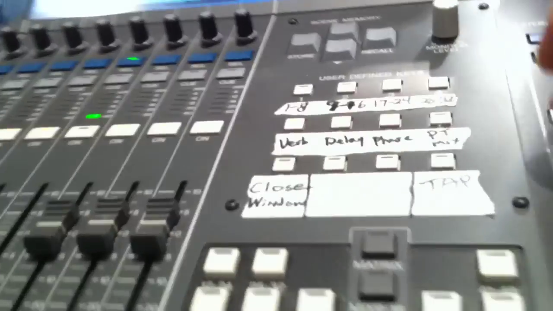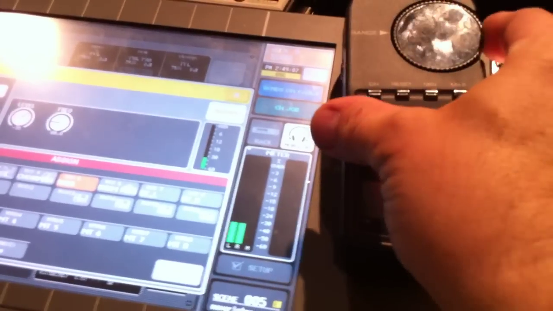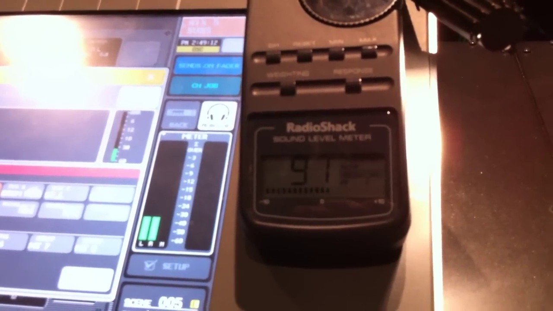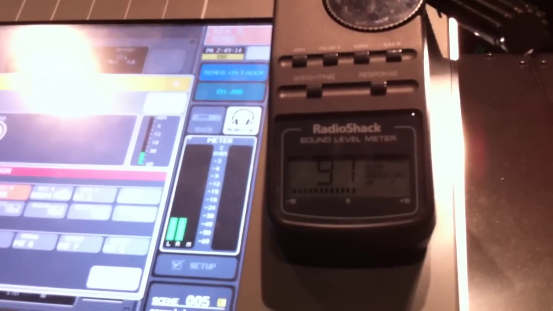So we come back and just turn the system back on. We look at our meter now. There's 91 dB. So that shows, you know, we didn't hurt the dB of the system. We just lined the waves up.